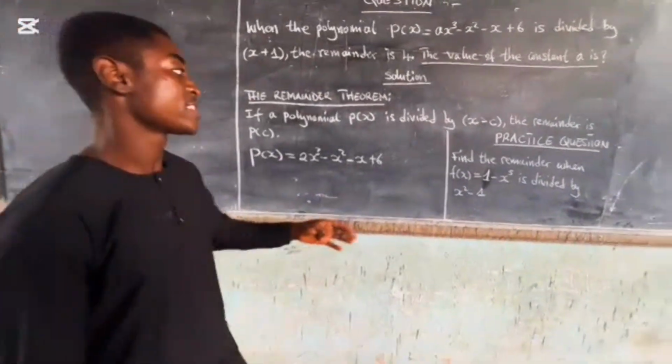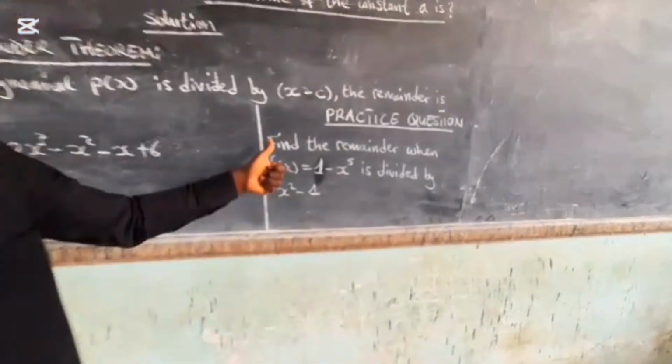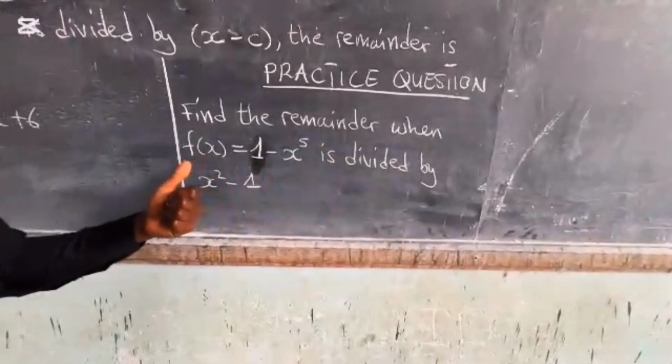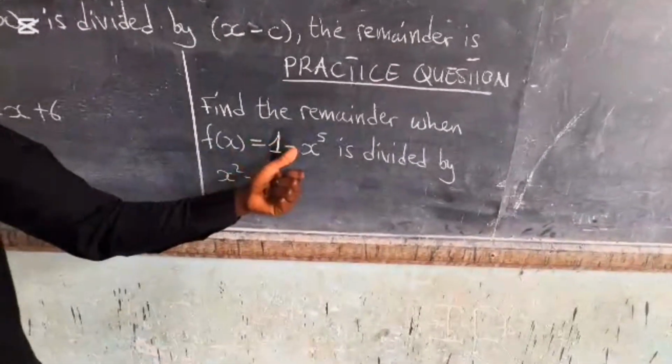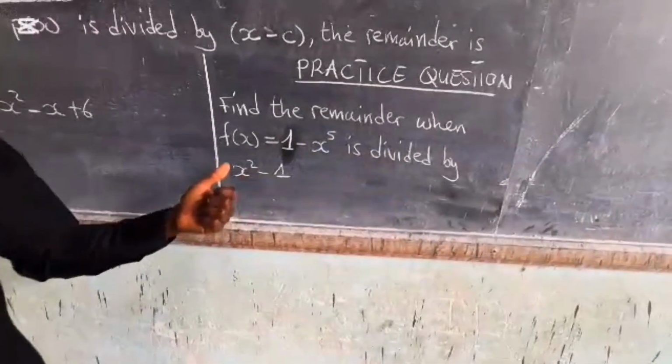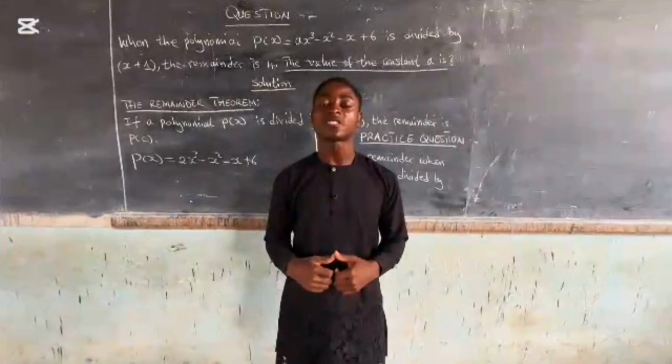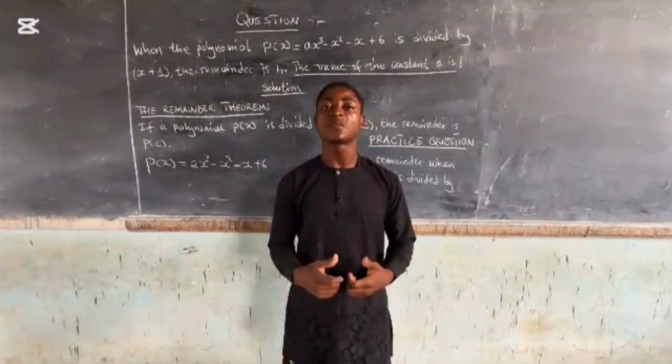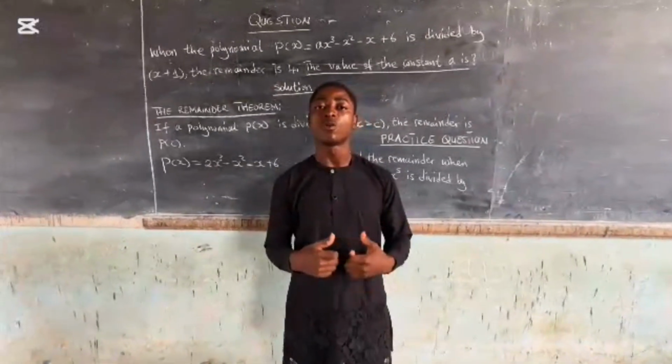Now, here is a practice question for you. Find the remainder when f of x equals 1 minus x raised to the power 5 is divided by x squared minus 1. Remember, practice makes perfect, so try solving similar problems to reinforce your understanding.